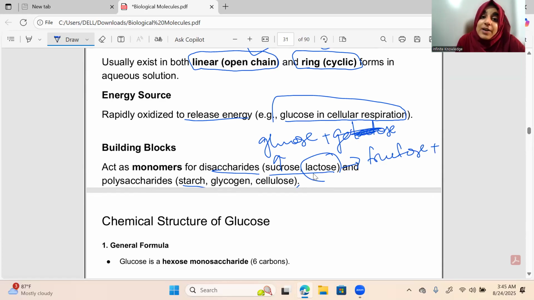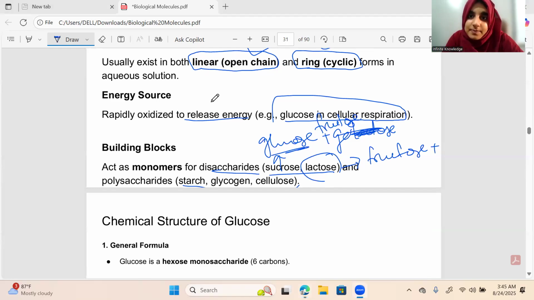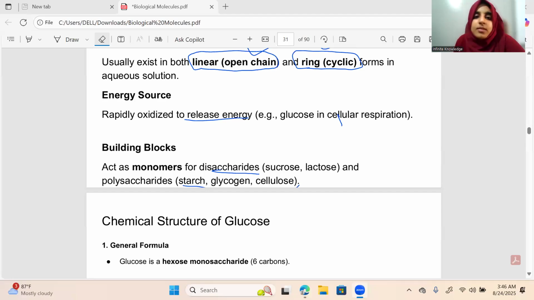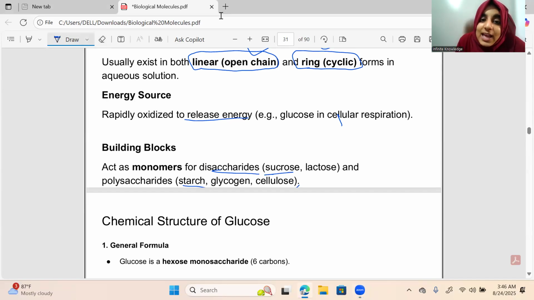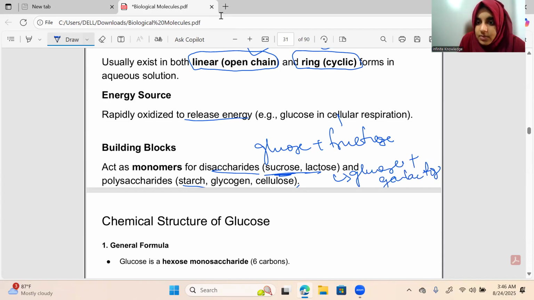Wait. I'm so sorry. For sucrose, we need glucose plus fructose. I'm really sorry. Please correct your concept. Yes, guys, I just made a terrible mistake. Sucrose is made up of glucose plus fructose, right? And lactose, which is basically the milk sugar, is made up of glucose plus galactose. Okay, so please remember these points, right?